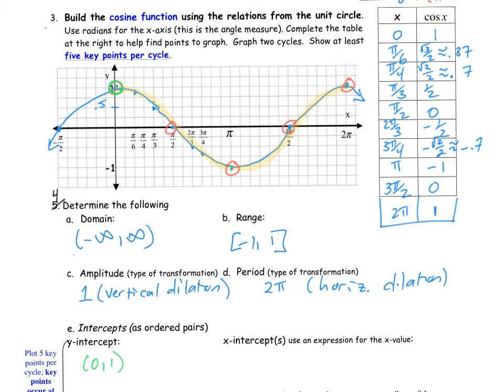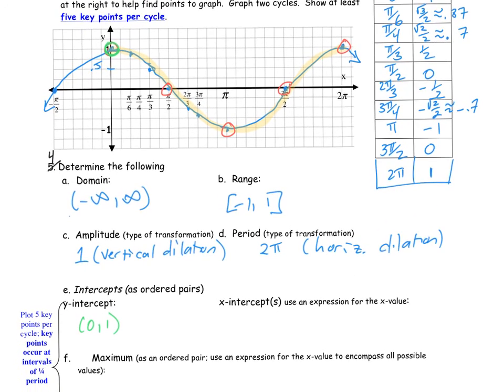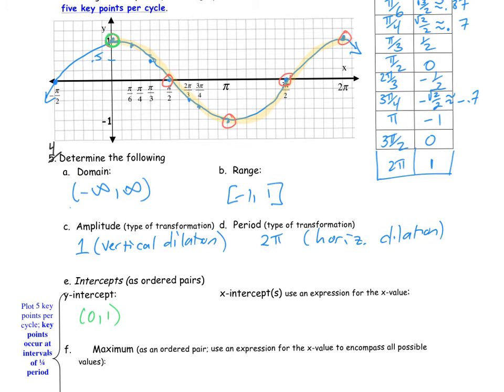X-intercepts. Just like when we did sine, we're going to try to write a general expression. The idea is we're going to write a few points and then figure out how we can write an expression for all of them. So x-intercepts, let's see, we've got one here at pi over 2, 0. And then the next one we have, I'll circle it in blue, is at 3 pi over 2, 0.